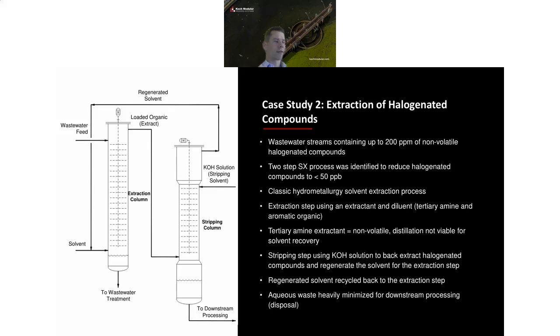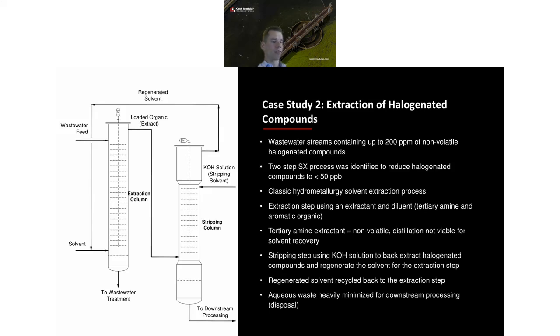And as that loaded organic extract leaves the extraction column, it then flows to a stripping column, like I showed on that slide earlier. And the pH adjusted water here is potassium hydroxide solution. So that's going to extract or strip those halogenated compounds out of the loaded organic or extract stream so it can be regenerated back to the first extraction column.